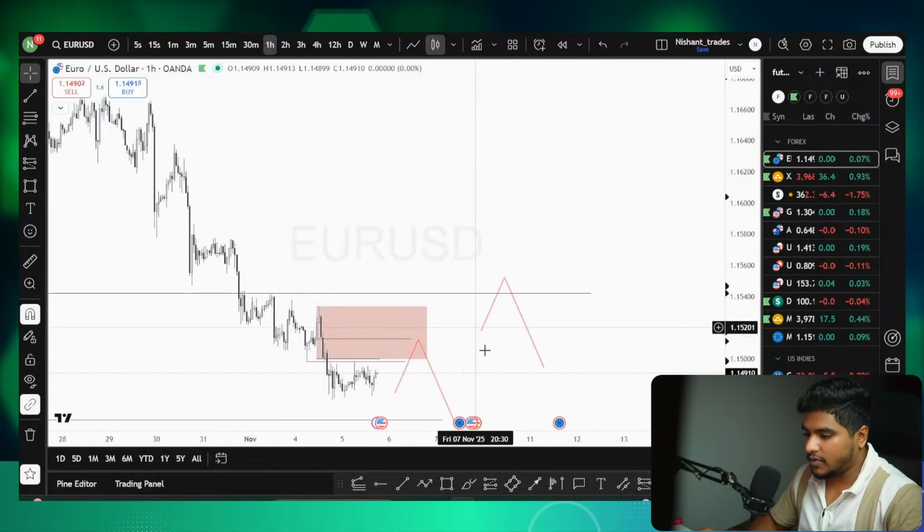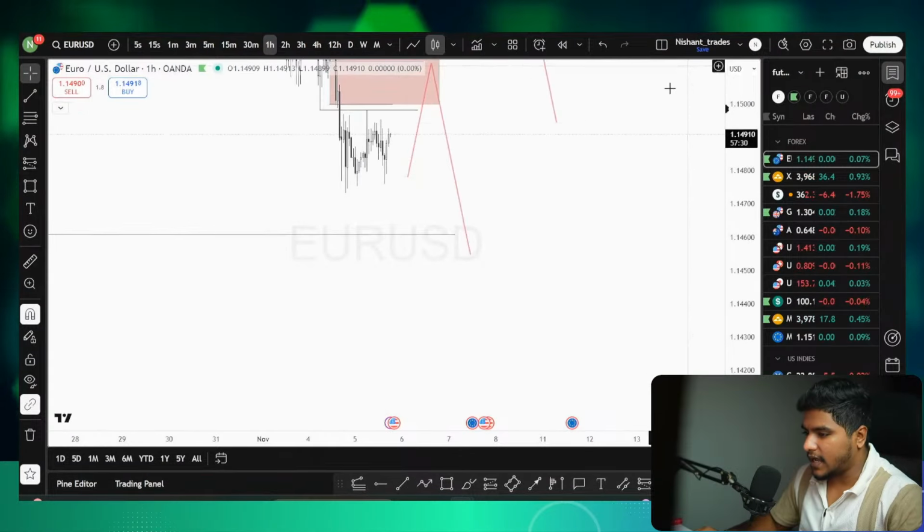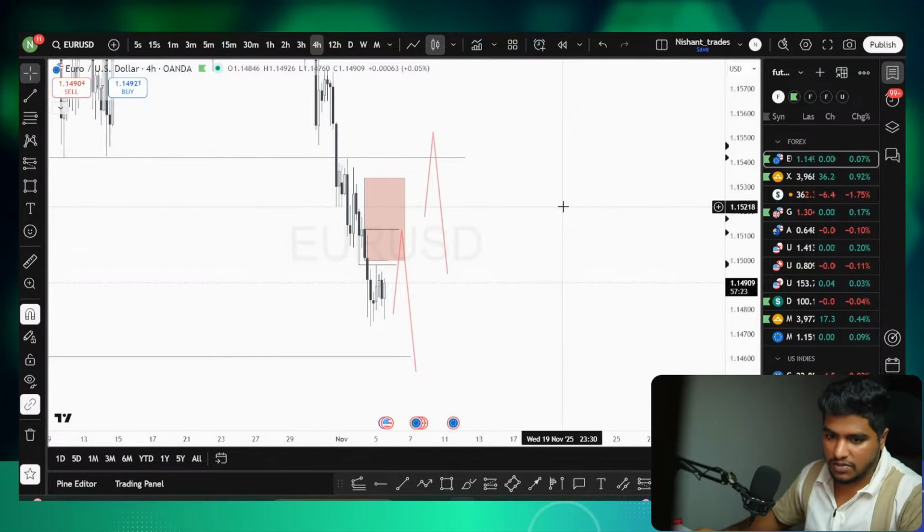EU, it's in a range. EU, I don't really see anything at the moment. Once price reaches within this area, we can analyze and plan what can be done next. But before that, I don't see anything.